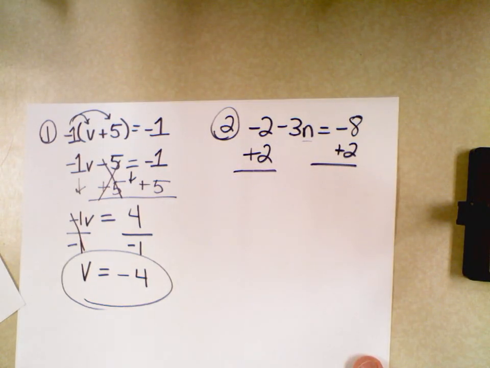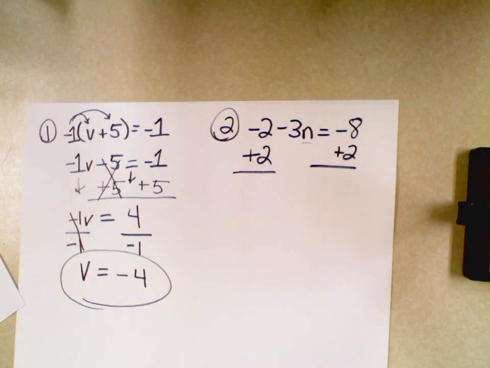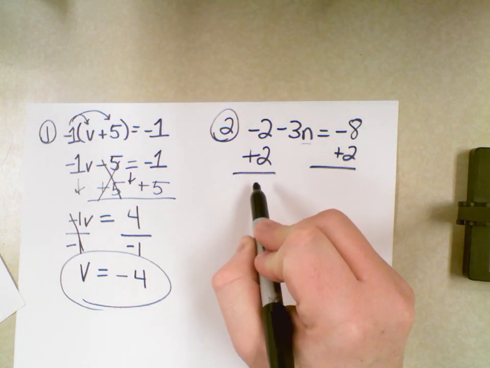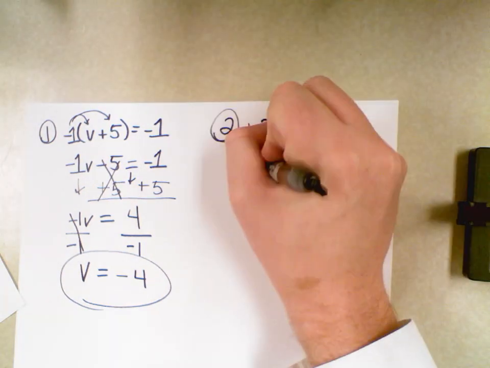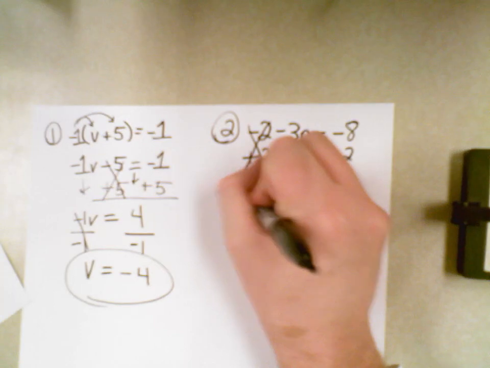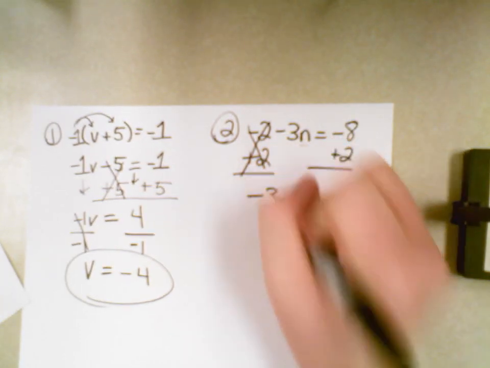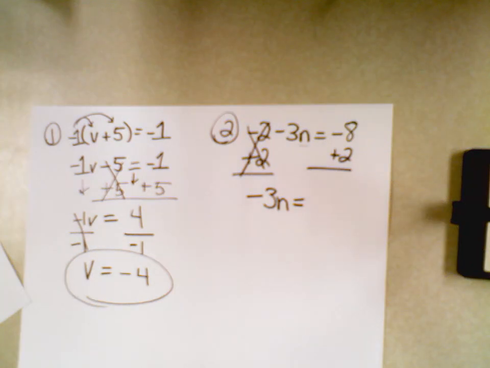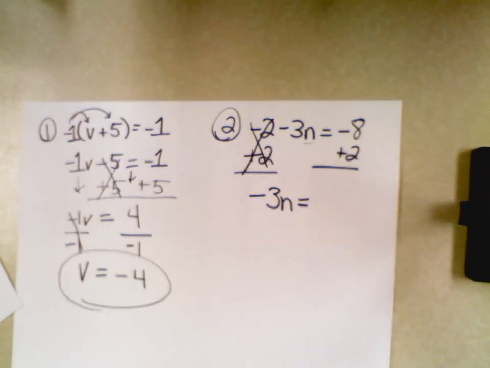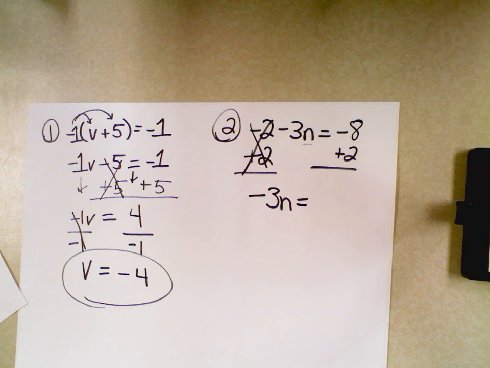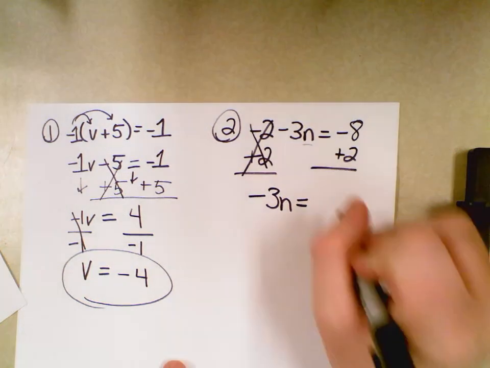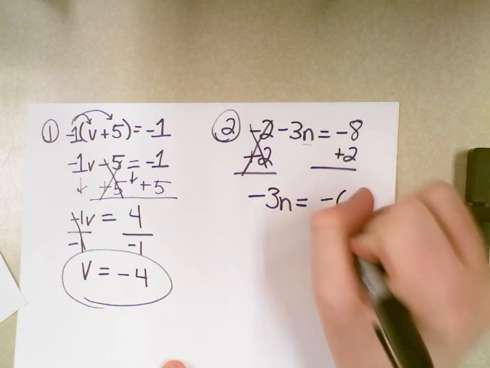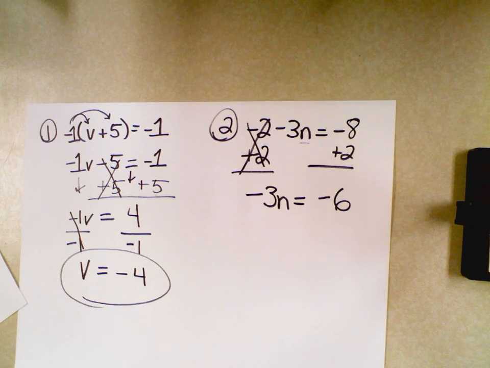Okay? Now, as we look at our problem, we can cross these out because that equals 0. And now we're left with -3n equals, and then our math. So -8 plus 2 would be -6. Oh, and now we have our one-step equation.